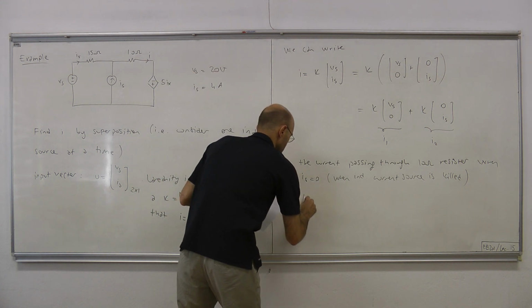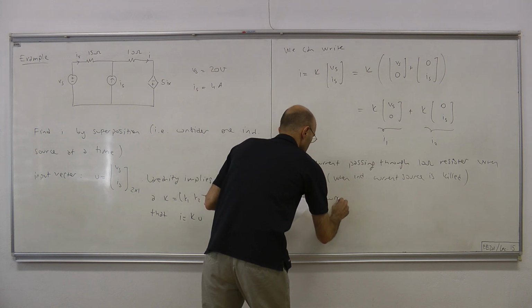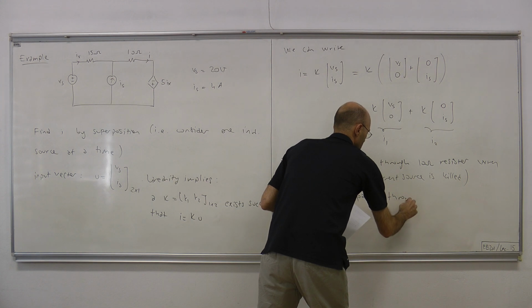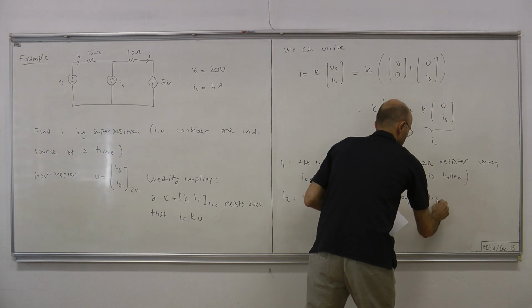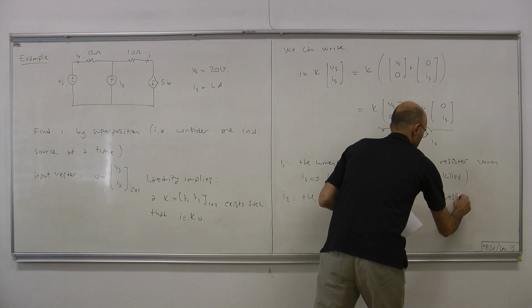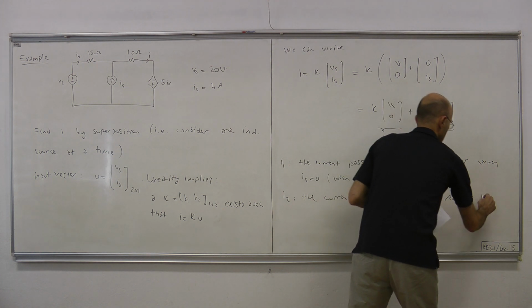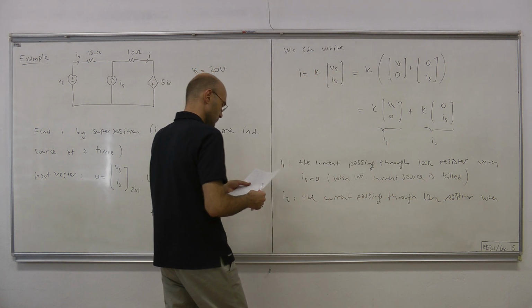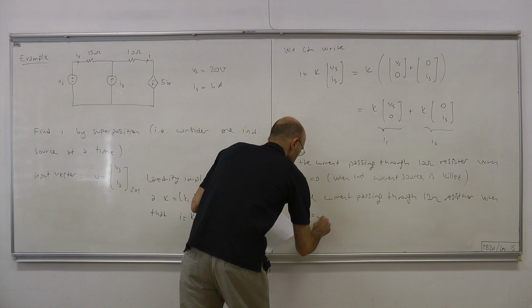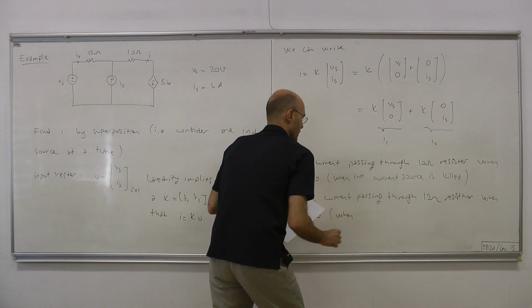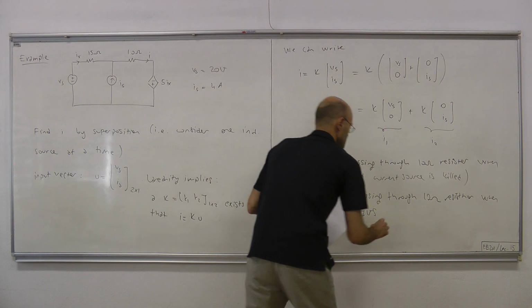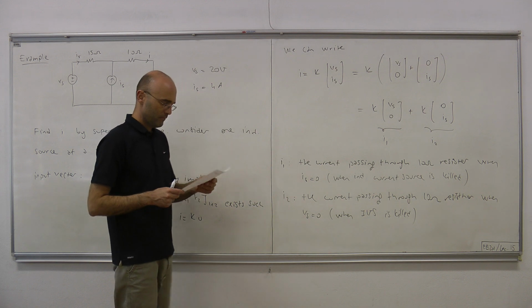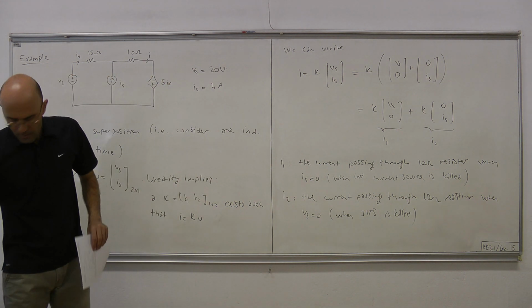I2 likewise is the current passing through the 10 ohm resistor when the voltage source is killed, when Vs equals 0. That is, when the independent voltage source is killed.